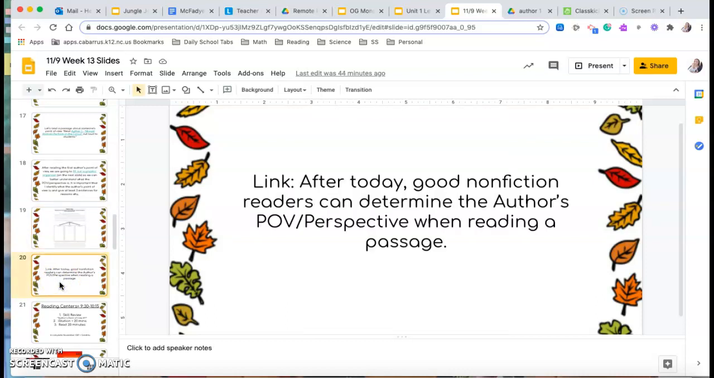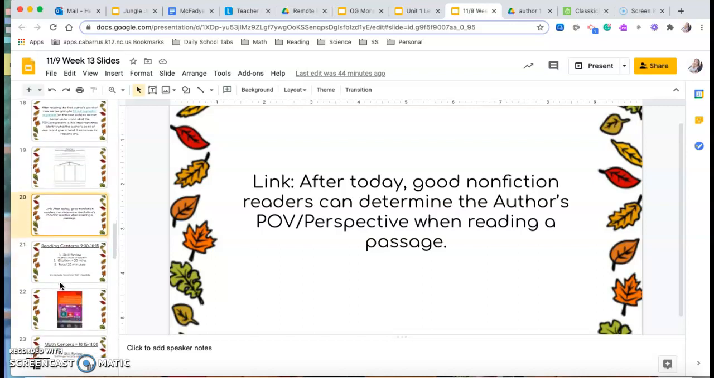All right, so after today, good nonfiction readers can determine the author's point of view, that's POV, it stands for point of view, and perspective when reading a passage. Remember, those 2 words are interchangeable, they're synonyms, okay?